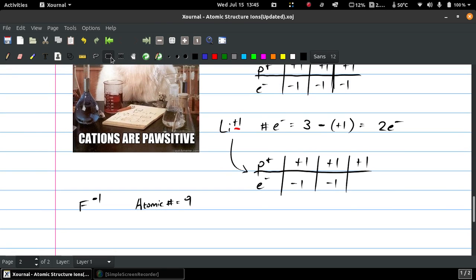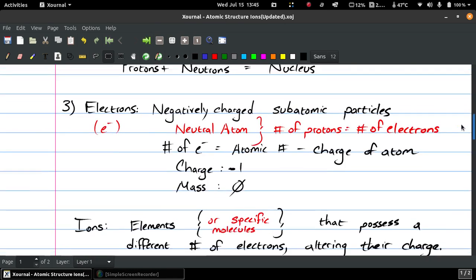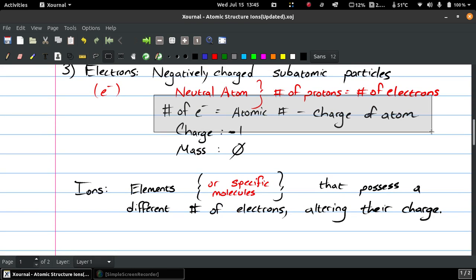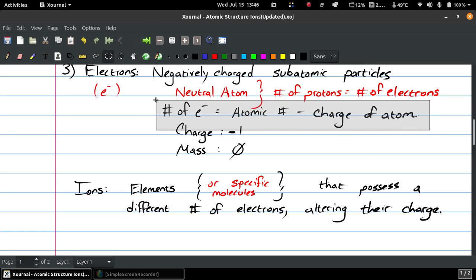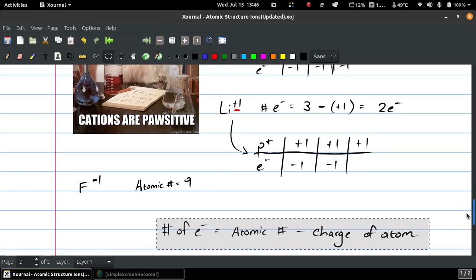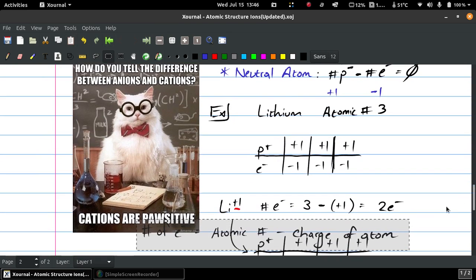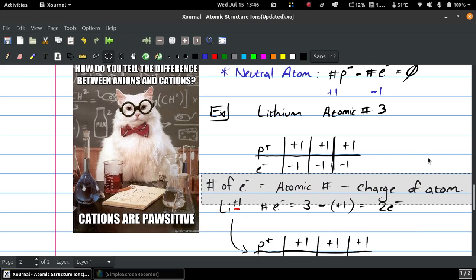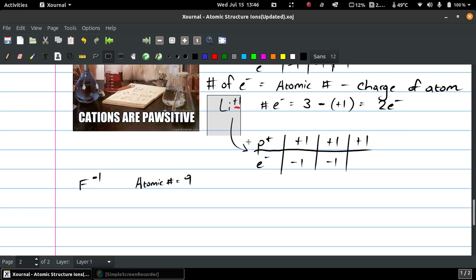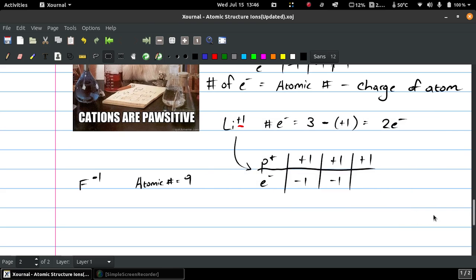Just to make this a little more clear, I'm going to copy the formula from this page and bring it over. And we'll put this up here somewhere. There we go, that looks good. Alright, and then I'll move this down.